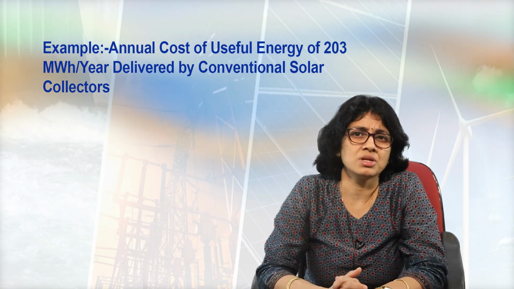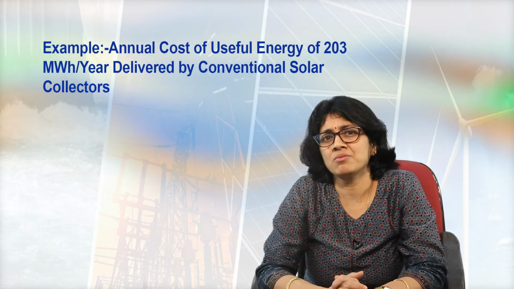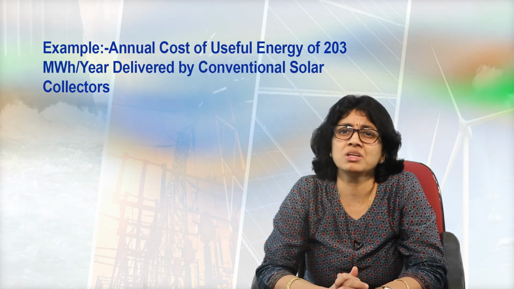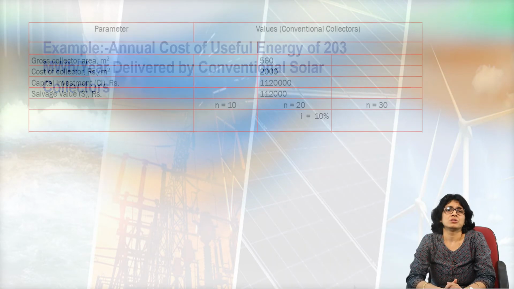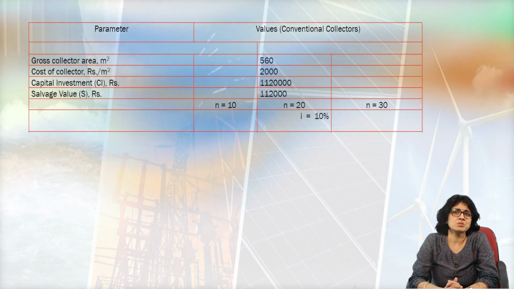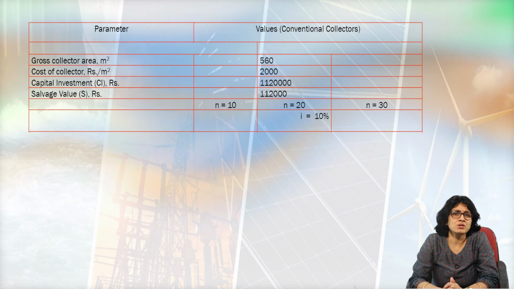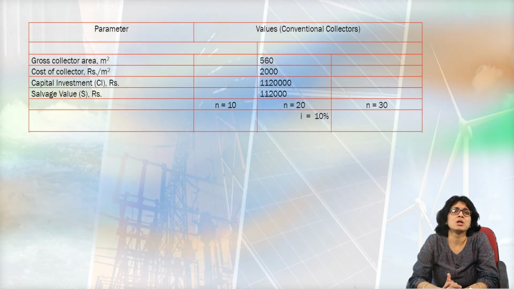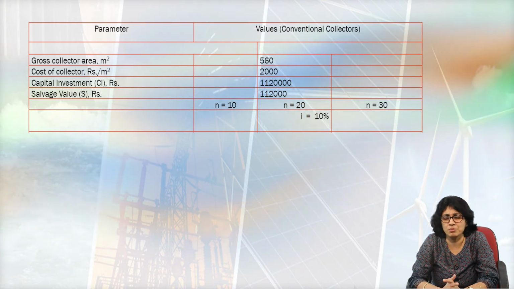Here in this question, the useful energy delivered by the conventional solar collector is given, that is 203 megawatt hour per year. In this table, various parameters and their values for the conventional collectors are given. The parameters such as gross collector area, cost of the collector, capital investment of the conventional collector and salvage values are given in this table.